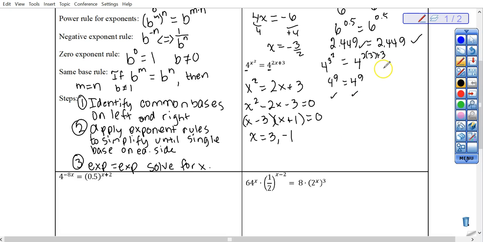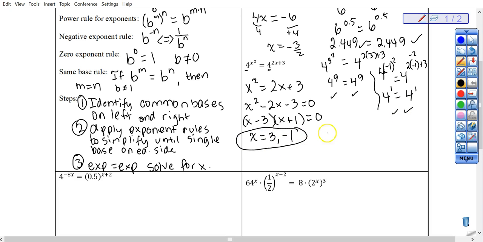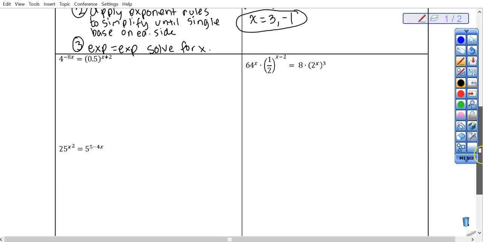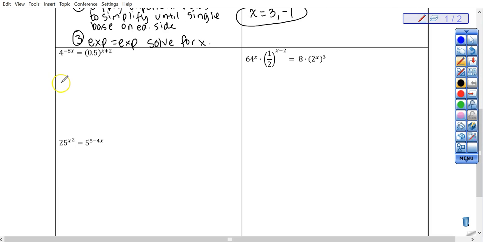And also plug in the negative 1. So I'll do that over here. So 4 to the negative 1 squared is equal to 4 to the 2 times negative 1 plus 3. And then you got 4 to the first power is equal to, that's a negative 2 plus 3, 4 to the first power. So you can see that that's true as well. So good solution. All right. Now we'll move on to ones that are going to require us to take more steps. So let's take a look at this next example.